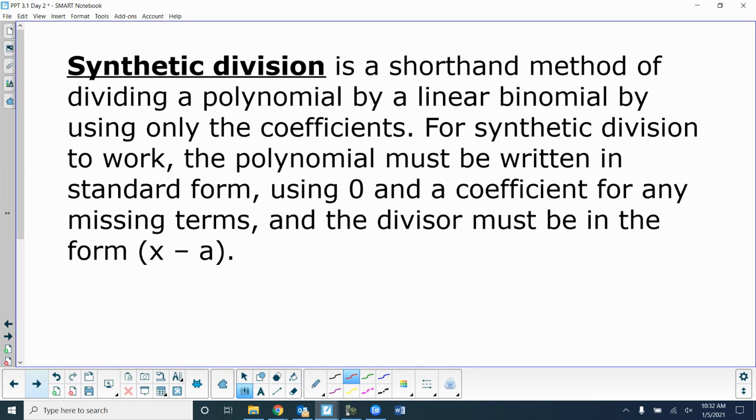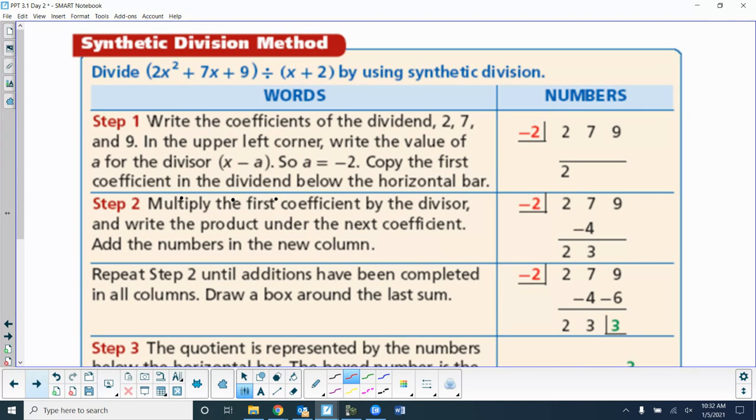Okay? So here's a little example. We got 2x squared plus 7x plus 9 divided by x plus 2. Okay? So when you start, you write your coefficients, 2, 7, and 9 up there. And then we have this upper left corner, I call it the box, is whatever value of x makes that equal to 0. So basically it's the opposite of, that's a plus 2 there, so this would be negative 2. If this was x minus 2, then in our box would be a positive 2. Okay, so that's the one thing you got to remember there.